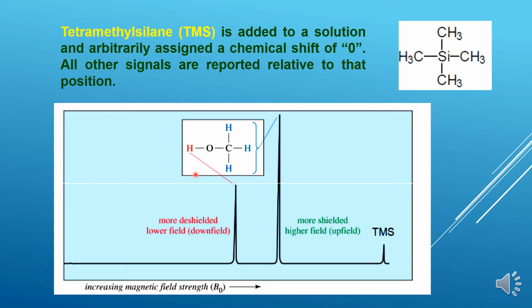Tetramethylsilane arbitrarily has a zero delta value. It is added to the solutions and arbitrarily assigned a chemical shift of zero. All the other signals are reported relative to that position. So this is the structure of tetramethylsilane: four methyl groups are attached to the silicon atom.